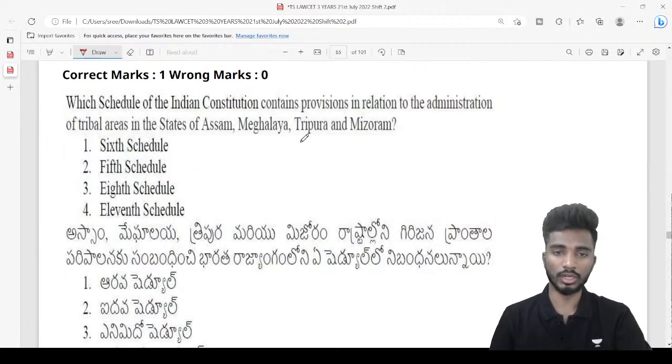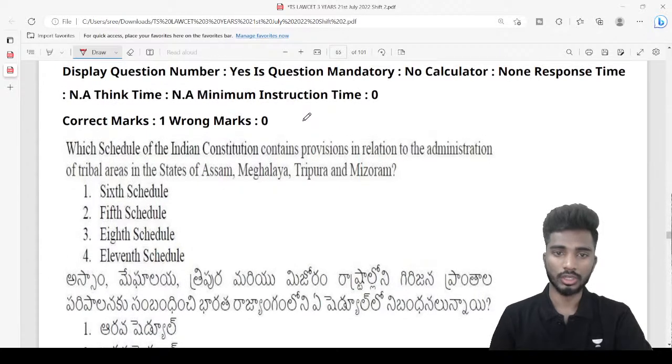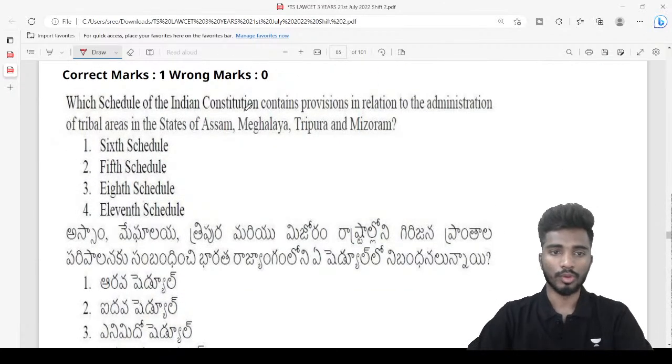Which schedule of the Indian Constitution contains provisions in relation to the administration of tribal areas in the states of Assam, Meghalaya, Tripura and Mizoram?